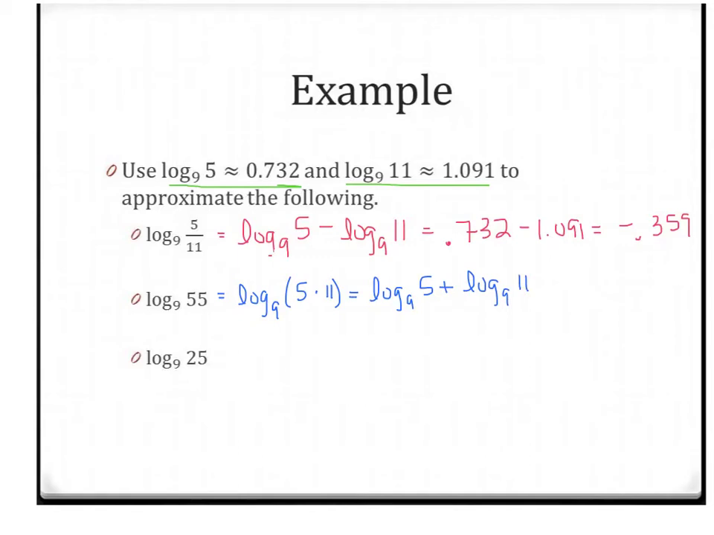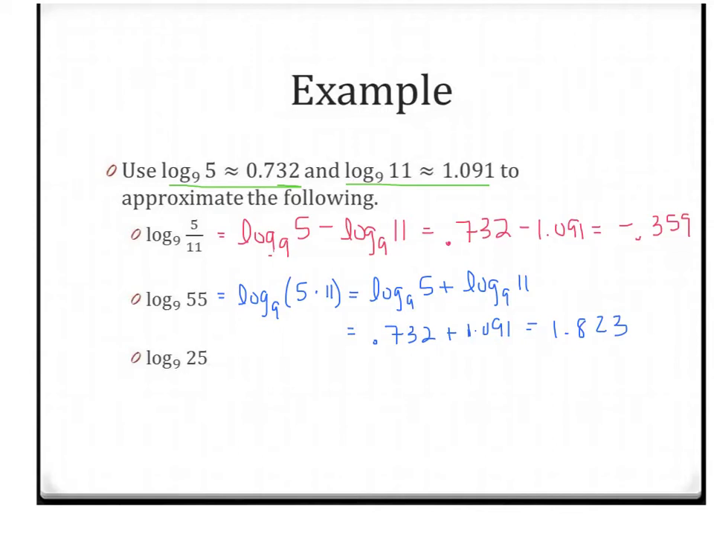So then we can do some substitution, and this is 0.732 plus 1.091, for a grand total of 1.823. Okay. And we don't have to use both sets of information they give us.